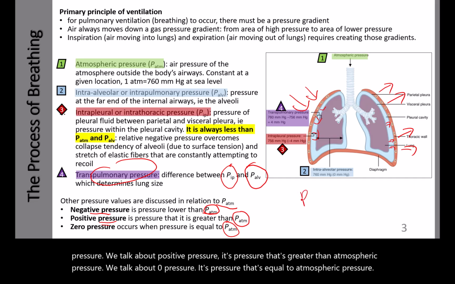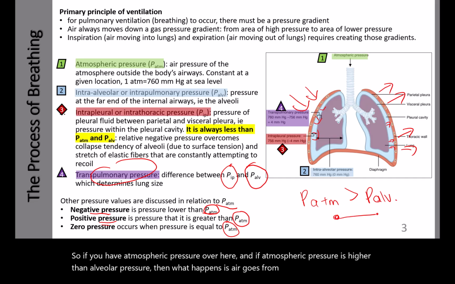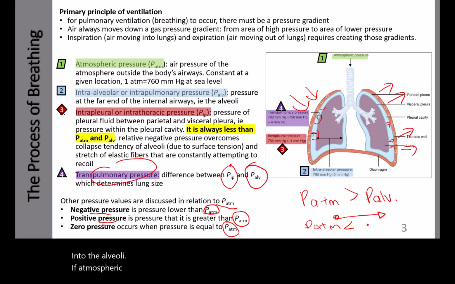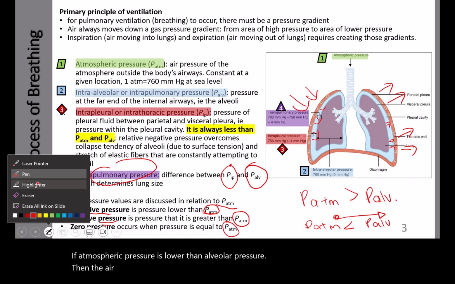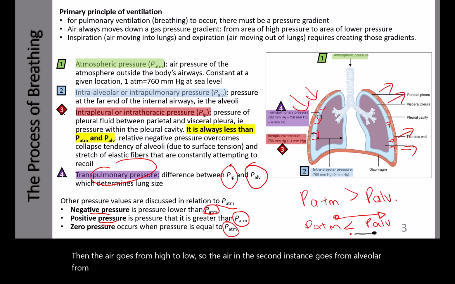So if atmospheric pressure is higher than alveolar pressure, then air goes from the atmosphere into the alveoli. If atmospheric pressure is lower than alveolar pressure, then the air goes from high to low. So in the second instance, the air goes from the alveoli out into the atmosphere, right?